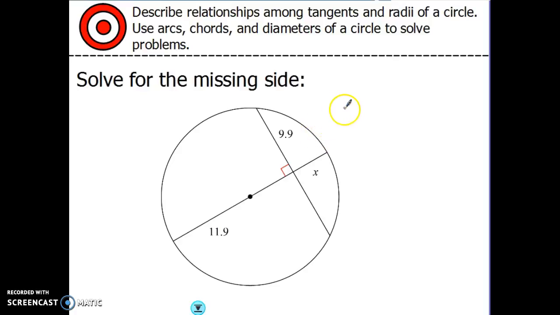All right, this is part 2 of our circle basics. So I wanted to do a couple of these problems with you where we use the fact that a diameter that meets a chord at a right angle will bisect it. And we use that to solve for a variety of different things.